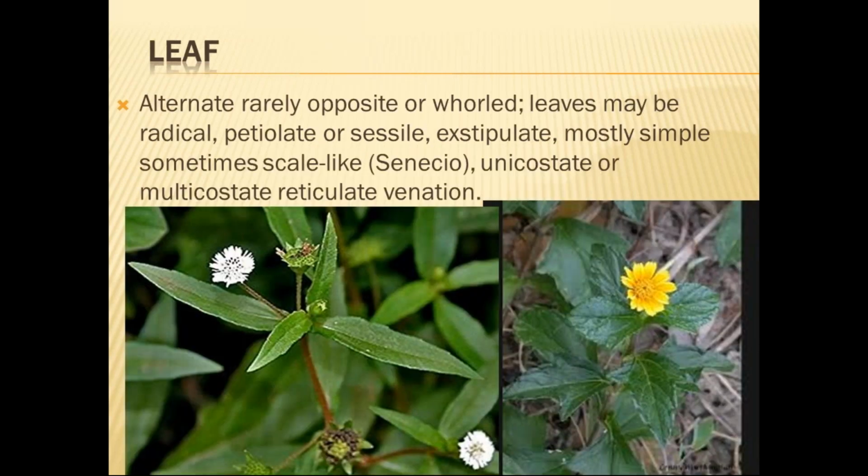The leaves are alternate, or rarely opposite or whorled. Whorled arrangement is when there are 3-4 leaves at the node. Generally alternate or opposite arrangement is seen. Leaves may be radical, petiolate or sessile. Sessile leaves are very few in this family, or we can say it is subsessile, with a very minute petiole present.